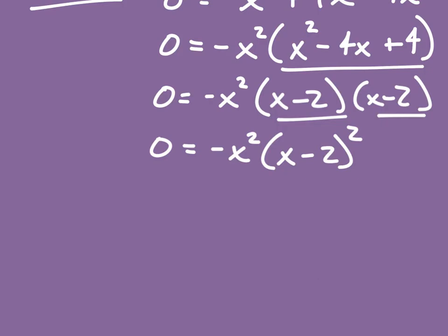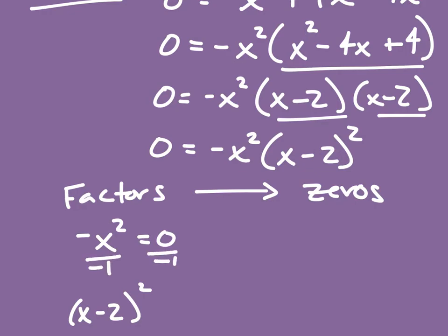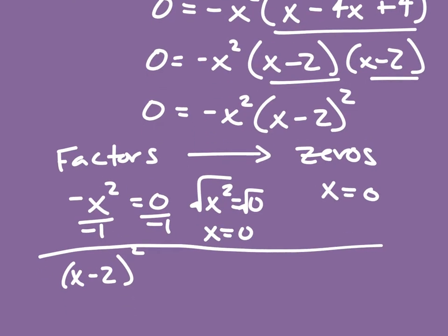Now I have my factors: negative x squared, and x minus 2 quantity squared. And I want to turn those into zeros. If I set this equal to 0 and solve for x, I could divide both sides by negative 1 and I'm still going to get x squared equals 0. I take the square root of both sides and I get x equals 0. So that's my zero for that one. Now over here, this one's going to be x equals 2. Take whatever's inside, set it equal to 0, solve for x, that's what you get.